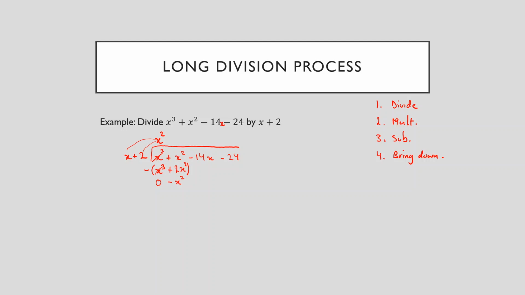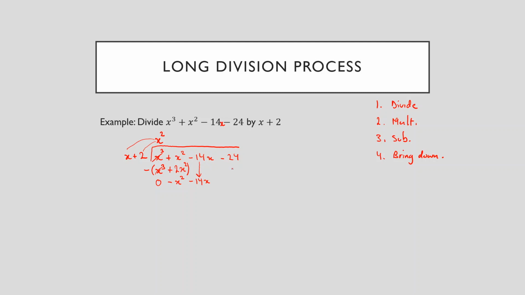Okay. Step number 4 is bring down. What I mean by bring down is you go to the next term in line in your dividend that is sort of in a blank space. So that would be the negative 14x here. We're going to bring it down. We're going to write it next to the terms that we just wrote down, so everything's in line again. Okay. So that's what we mean by bring down.